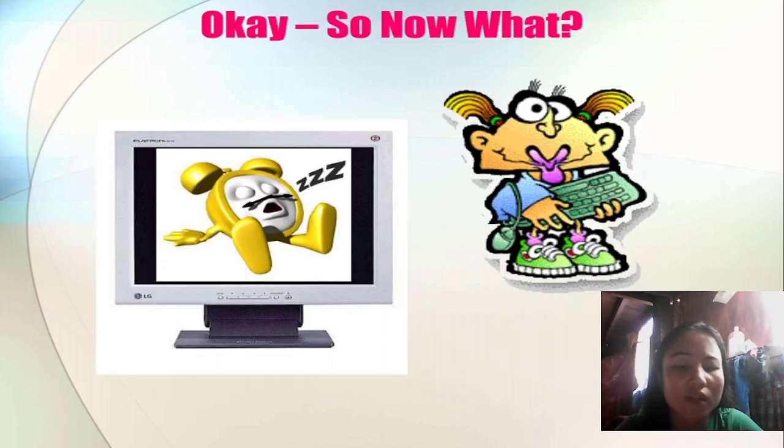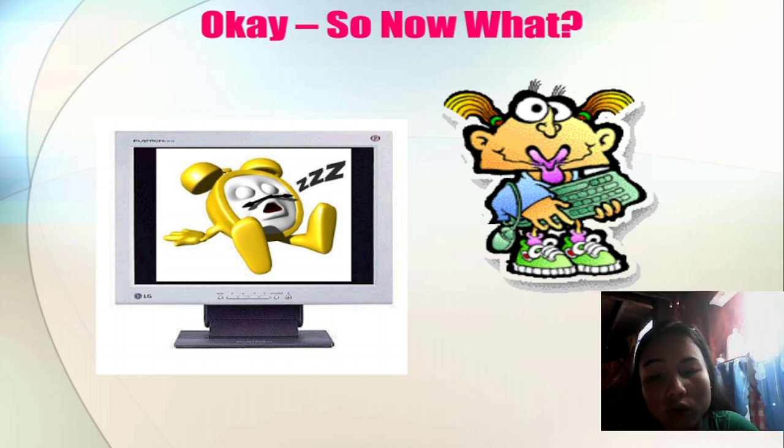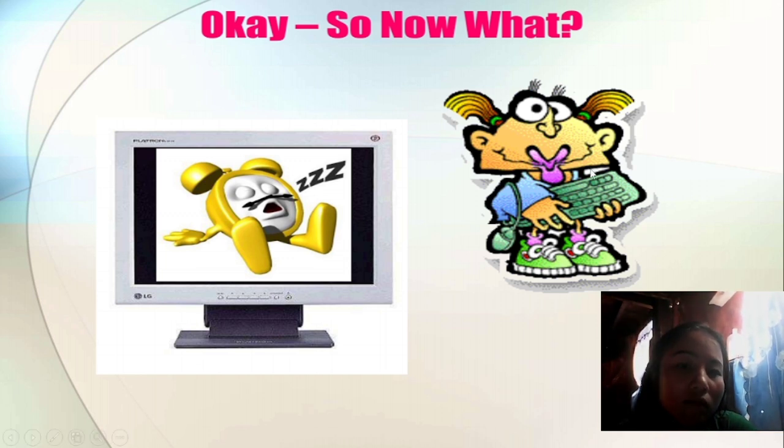So these images show a cartoon of a sleeping clock. This would represent a computer that is idle or not in use. Then this second image shows a lively child holding a keyboard and mouse. This could represent a user ready to use the computer and its OS. So this means that the individual user is ready to use this computer.